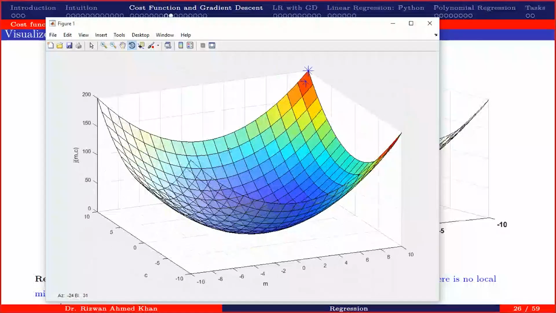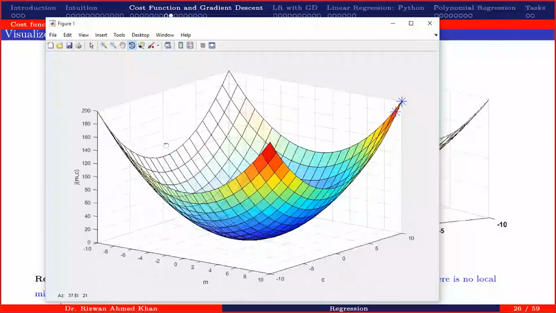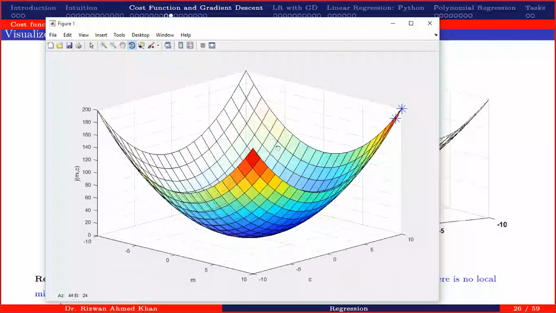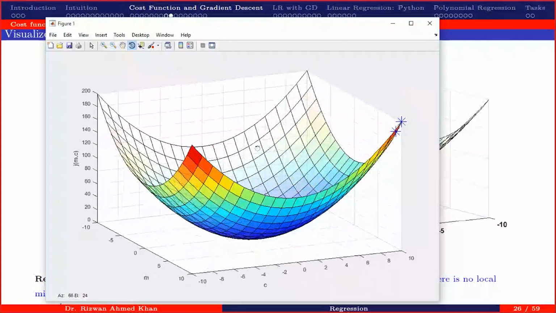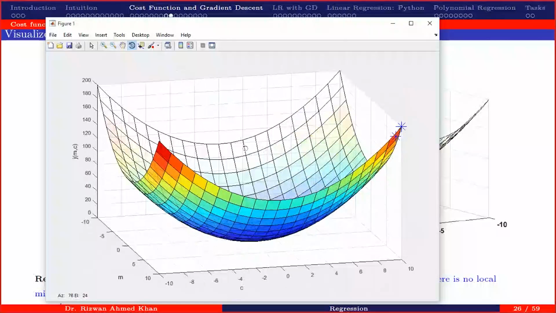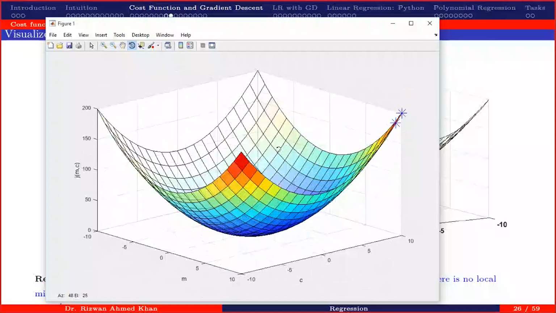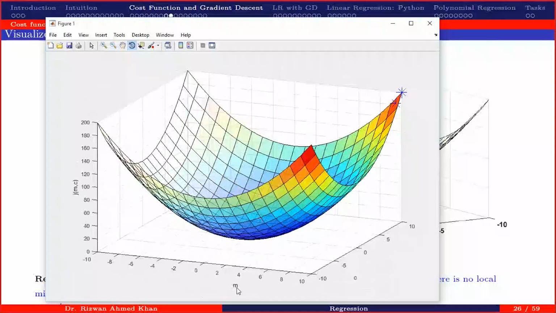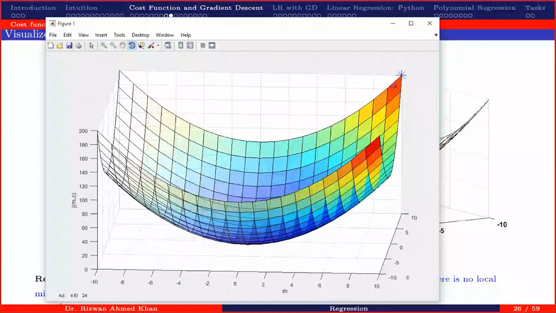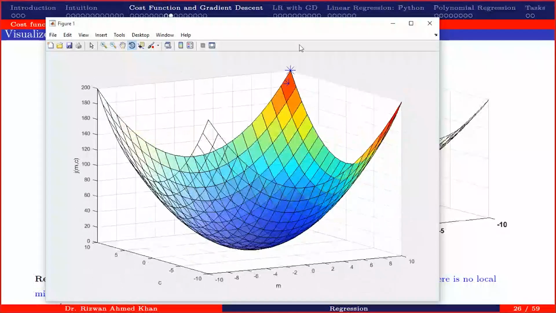So this is the cost function which we are discussing in 3D. You can see it has a very nice symmetrical bowl shape, and there is only one local minimum, or extremum of the function. And that's what we are trying to find automatically: how to find values of m and c which minimize this cost function. I will show you again.